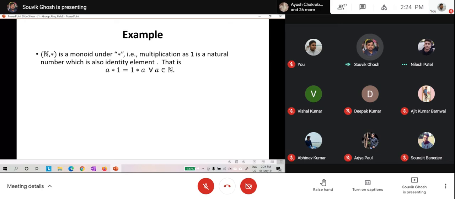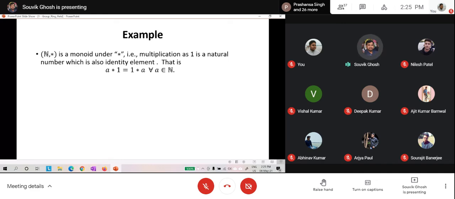So there is one example. The example is that you have the set of natural numbers N, and you have the operation multiplication. If you multiply two natural numbers, then you get back one natural number again. So it is a groupoid.